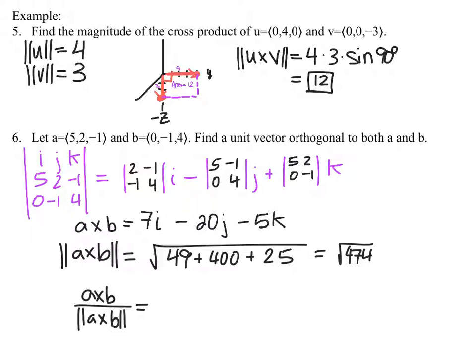Can I simplify the rad 474? I don't know. Maybe. I don't want to, so I'm not going to. And I'm going to put it in component form. So rad 7 over rad 474, -20 over rad 474.